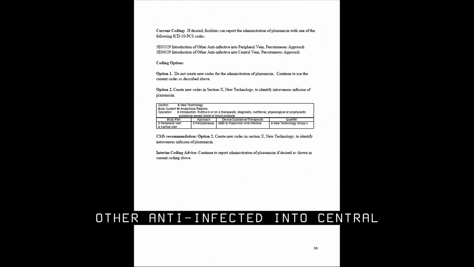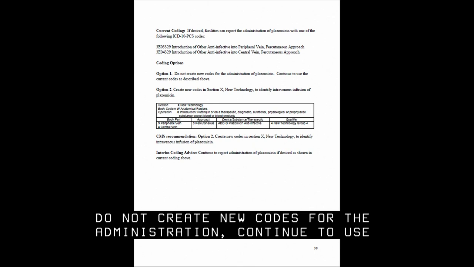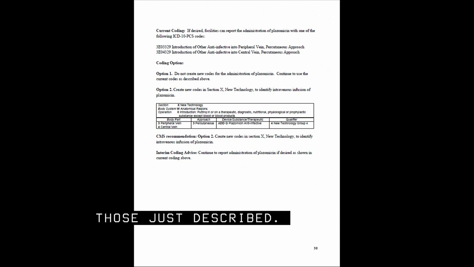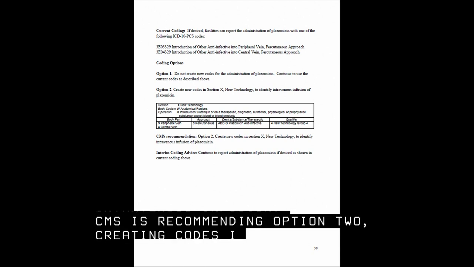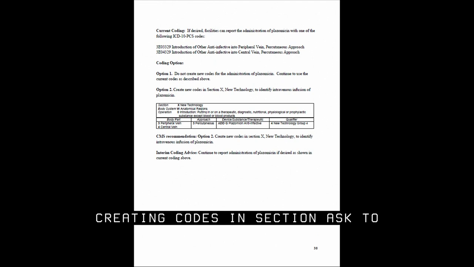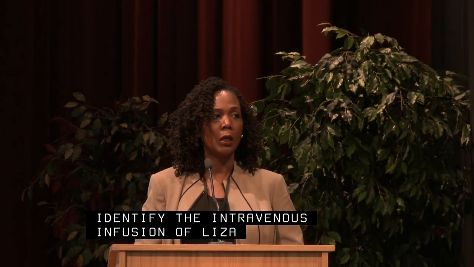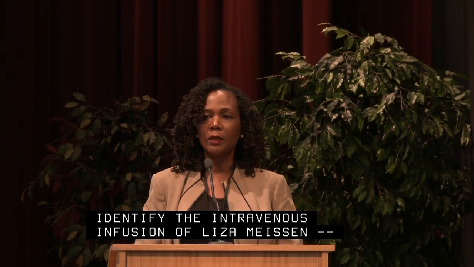Coding options include option one. Do not create new codes for the administration of plazomicin. Continue to use the current codes as just described. Option two, create new codes in section X, new technology, to identify intravenous infusion of plazomicin. CMS is recommending option two, creating new codes in section X, new technology, to identify the intravenous infusion of plazomicin. Again, this is a new technology. Are there any questions on the floor regarding the administration of plazomicin or the coding options?